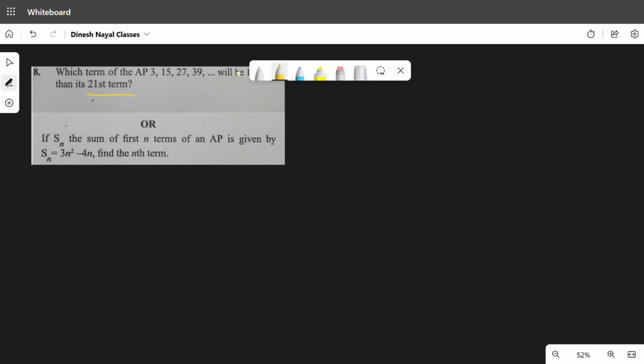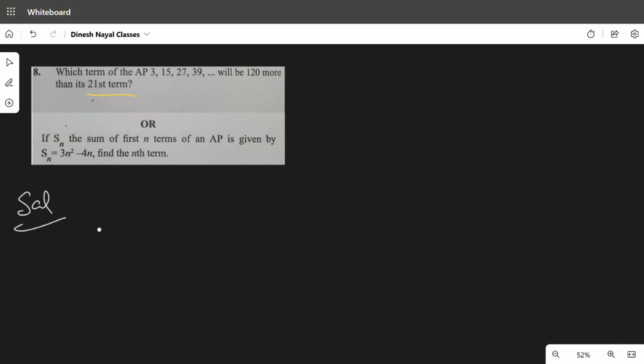Now they are saying 'or', if Sn, the sum of the first n terms of an AP, is given by... Okay, so they have given you the Sn, which is 3n square minus 4n. They have given you the Sn, which is how to find the sum of n terms. Now what do you have to find? You have to find the nth term.